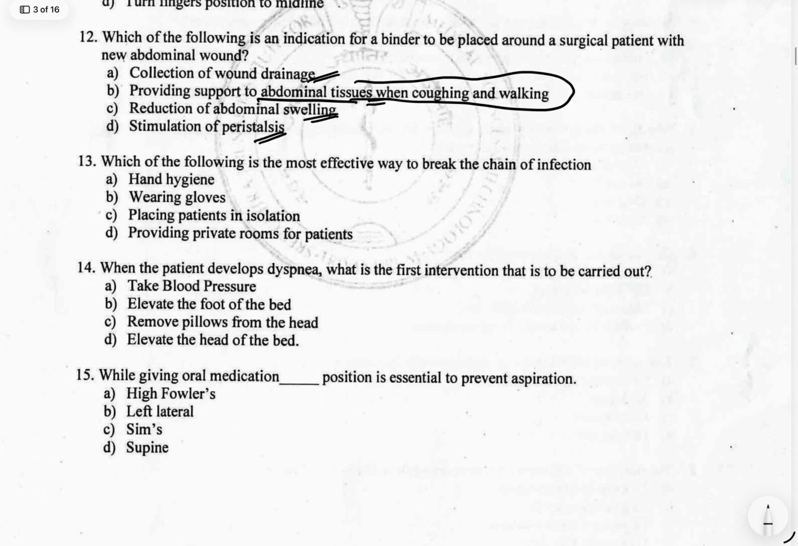Next question. Which of the following is the most effective way to break a chain of infection? Very easy and very important question. Hand hygiene is the most important way to break the chain of infection. So let me ask another question from this same question. The process of hand washing was found by who? Who founded the hand washing? Very important question. This has been asked a couple of times.